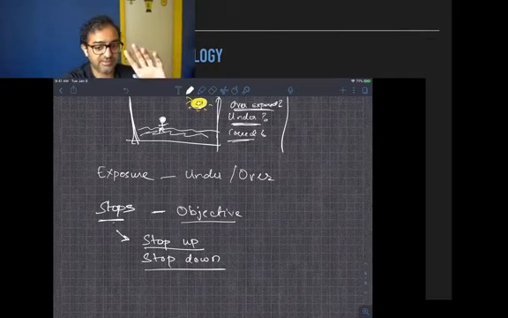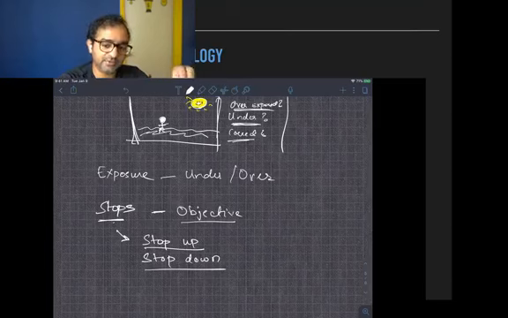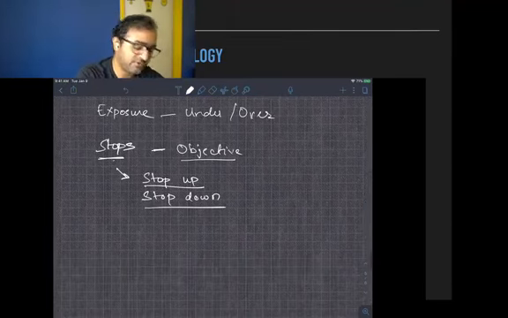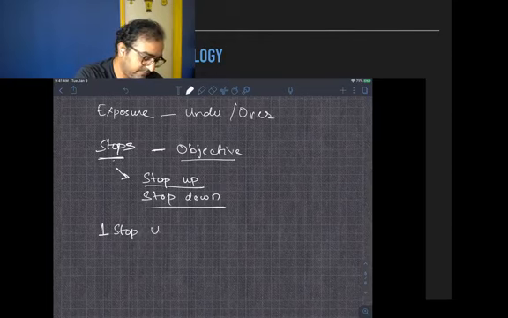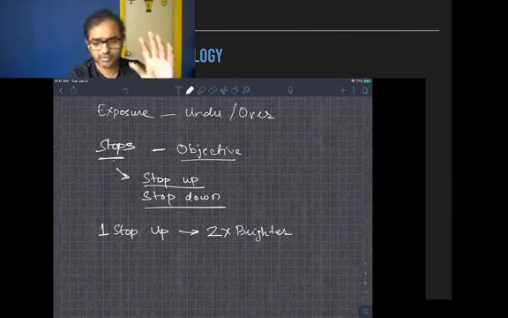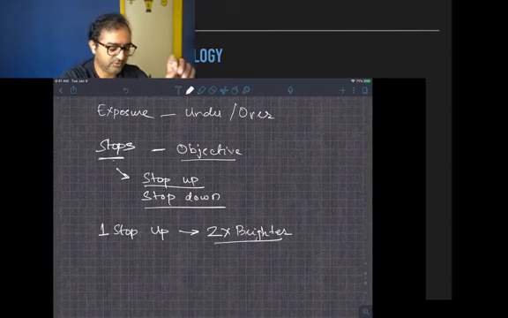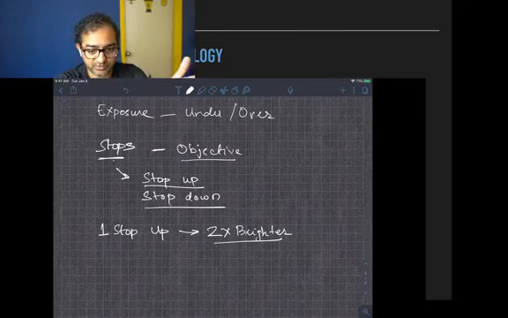But remember, this is objective. This is not subjective. You can actually tell exactly how much brighter or darker you want with the idea of stops. Okay, so what is a stop? It is basically a unit. So what is one stop up? It means you're making a photo two times brighter by whatever means you want. It doesn't matter how you're doing it. It just matters that the exposure is twice as much as it was before, right?